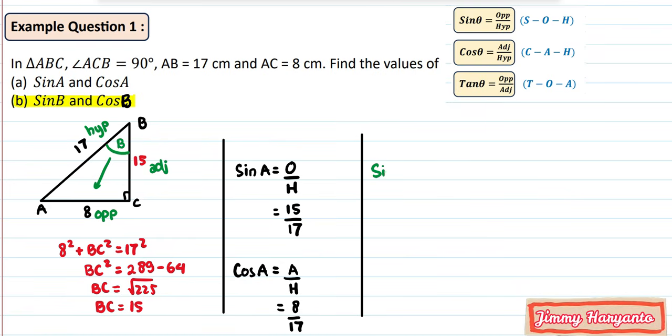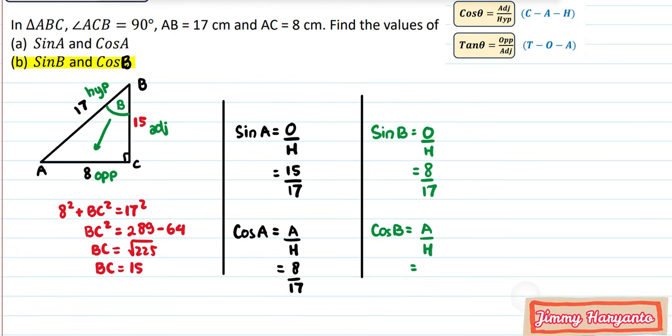Okay, the question wants you to find the sine B. Sine B is opposite over hypotenuse. The opposite is 8, the hypotenuse is 17. And then the question wants you to find the value of cos B also. Cos B equals adjacent over hypotenuse, which equals 15 over 17. There you go. This is how you do it.